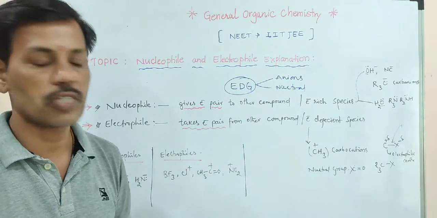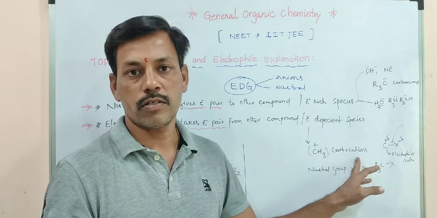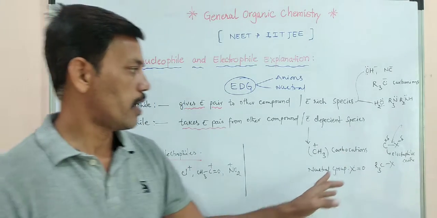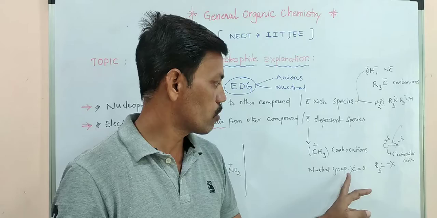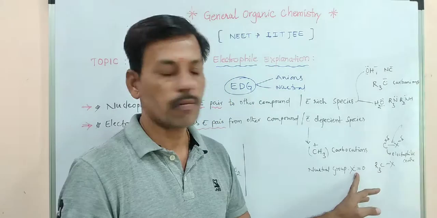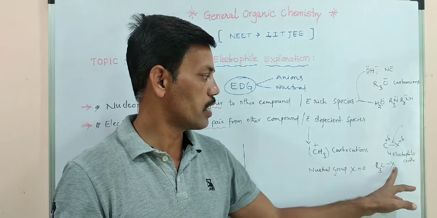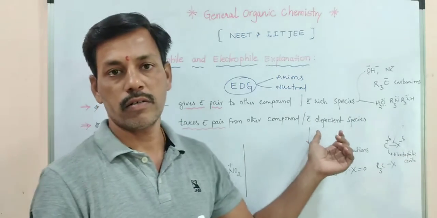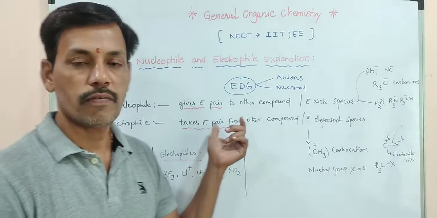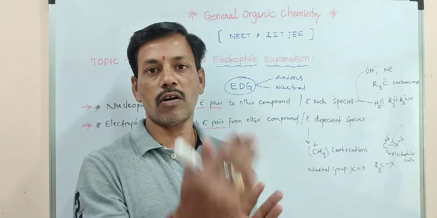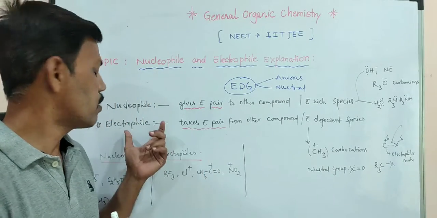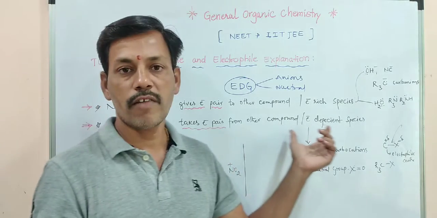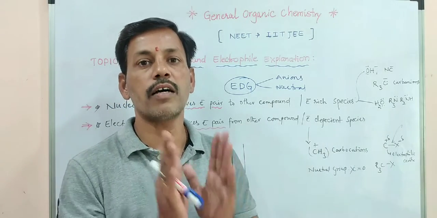If we see the examples here: carbocations. A carbocation is an electron deficient species. Another example is neutral groups such as keto, C double bond O, and R3CX. These are all electron withdrawing groups. It means electron taking groups, so we call them electrophiles. Electrophile is nothing but something that takes an electron pair from other groups.